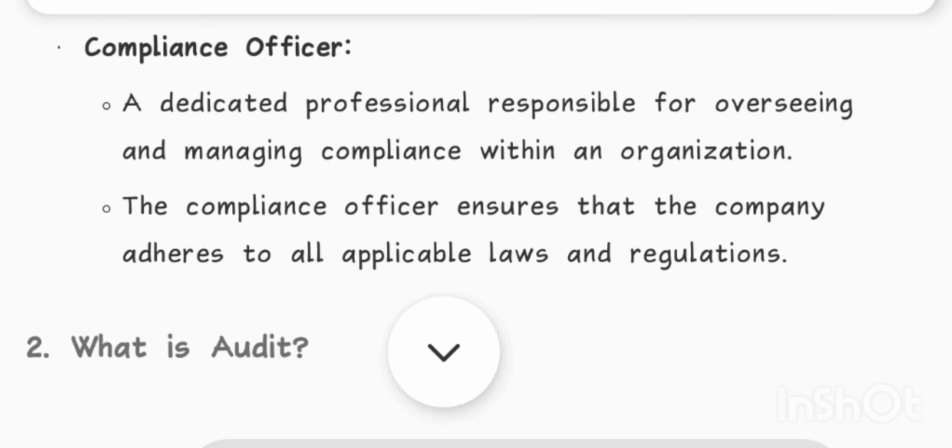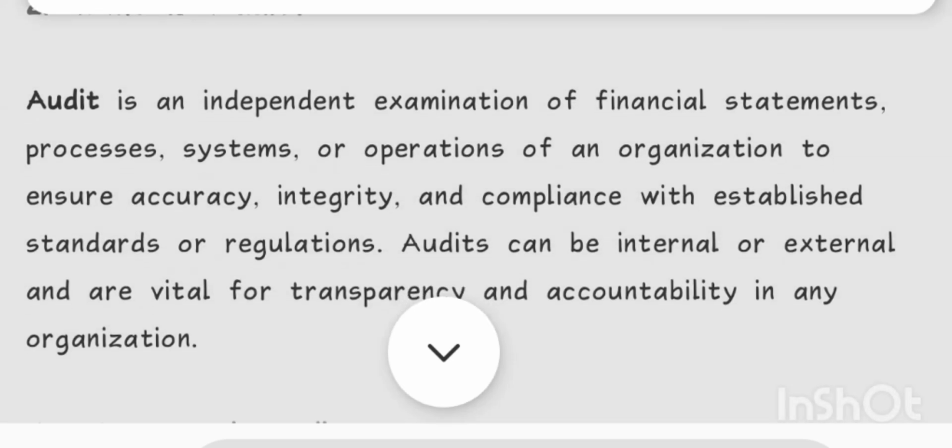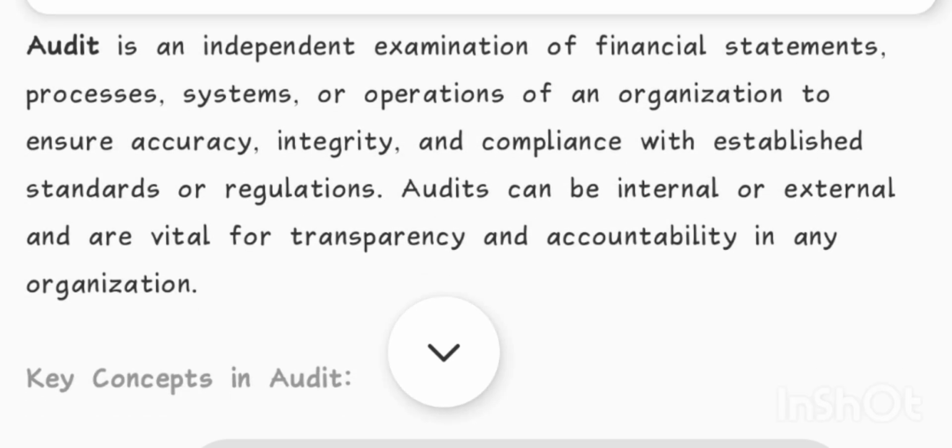Compliance officer, a dedicated professional responsible for overseeing and managing compliance within an organization. The compliance officer ensures that the company adheres to all applicable laws and regulations. 2. What is audit? Audit is an independent examination of financial statements, processes, systems, or operations of an organization to ensure accuracy, integrity, and compliance with established standards or regulations. Audits can be internal or external and are vital for transparency and accountability in any organization.